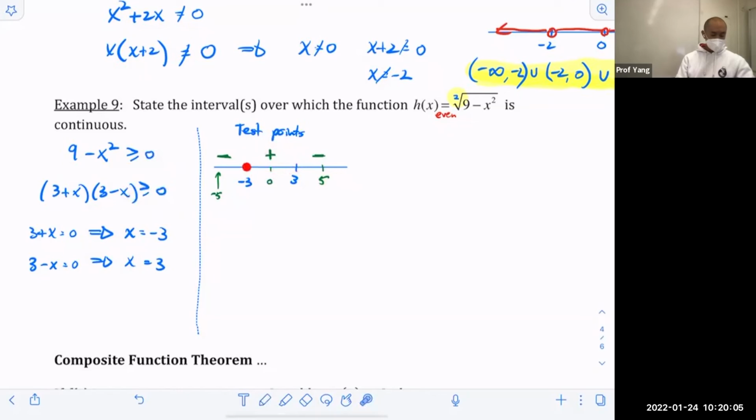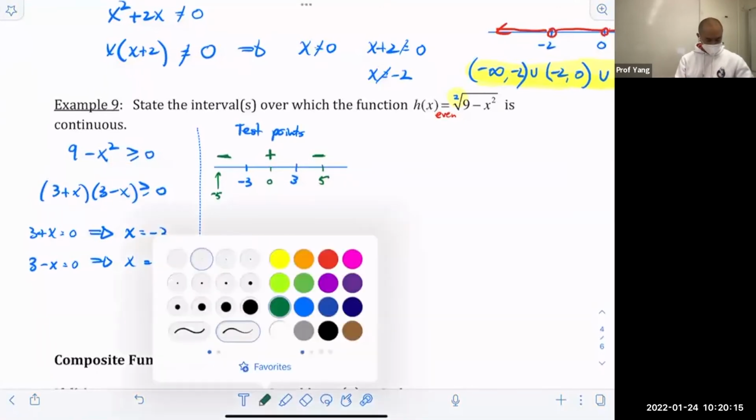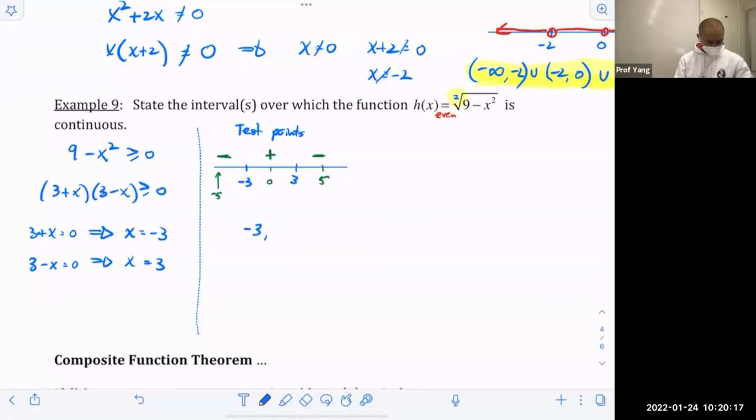And then the question becomes, do you want to include -3 and 3 or not include it? And the answer in this case is we want to include it because of this equal sign. So we're going to write our interval to be -3 to 3. But because we want to include the numbers, we put square brackets instead of round brackets. And that's going to be our answer. Does that make sense to everybody?